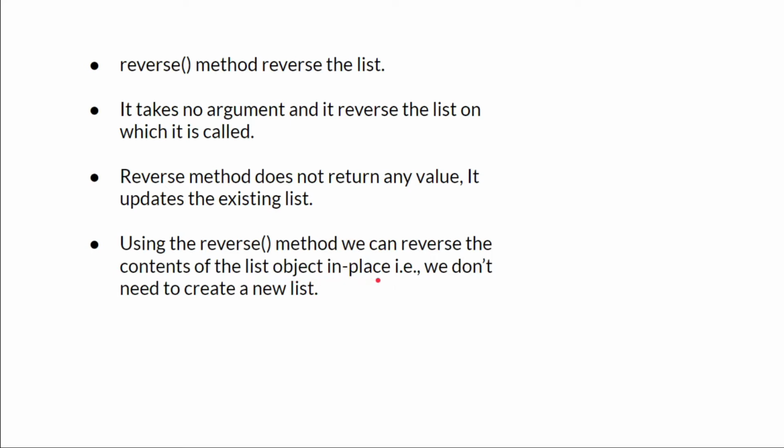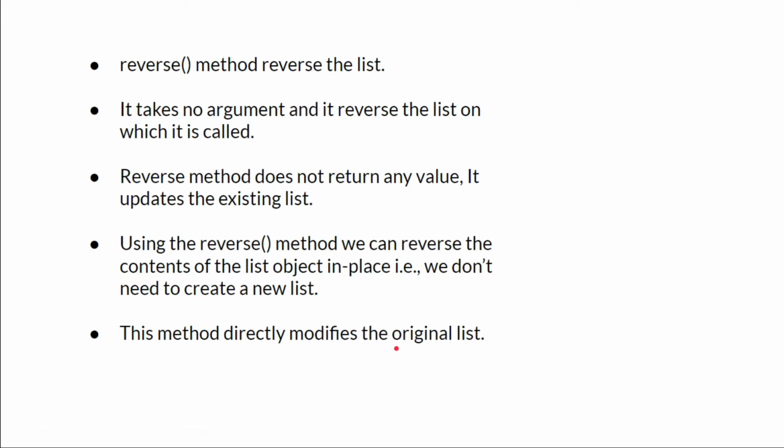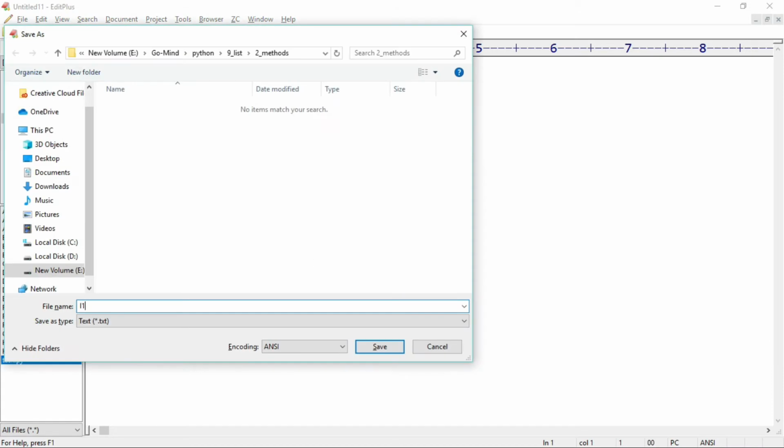That is, we don't need to create a new list. Instead, we just copy the existing elements to the original list in reverse order. This method directly modifies the original list. So let's see this in an example. Making example i1.py.